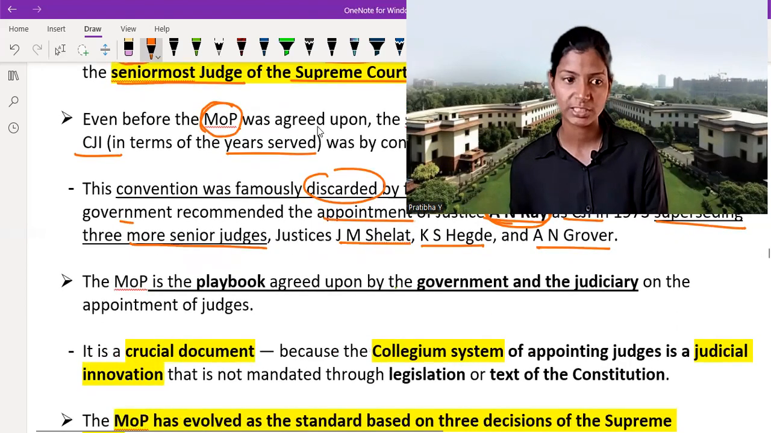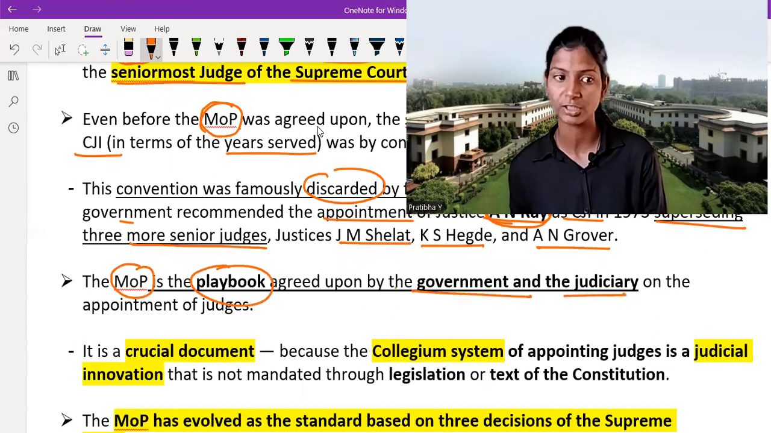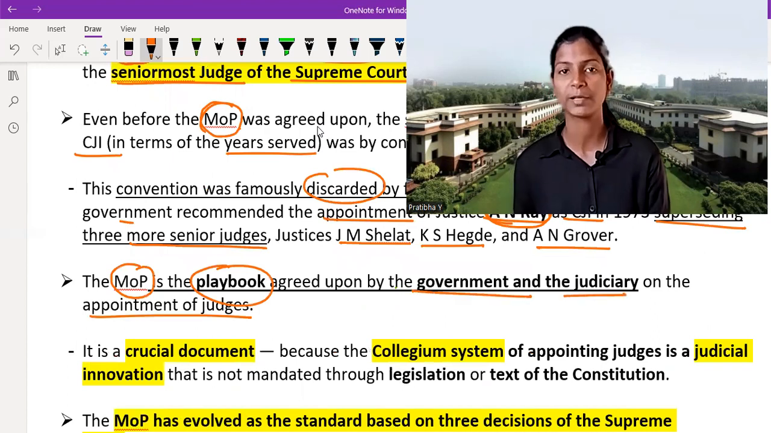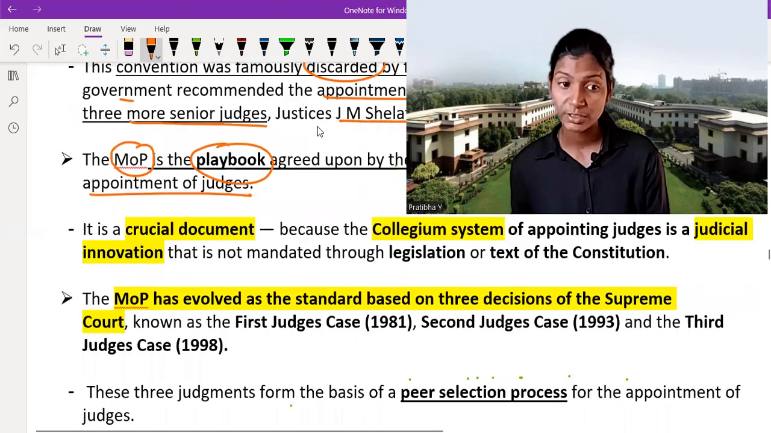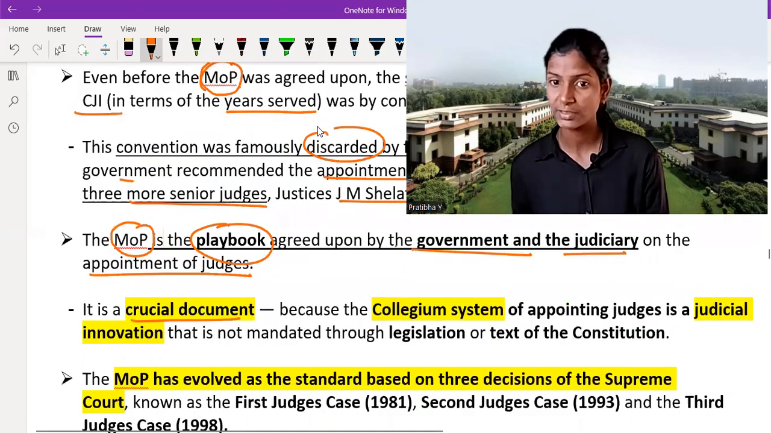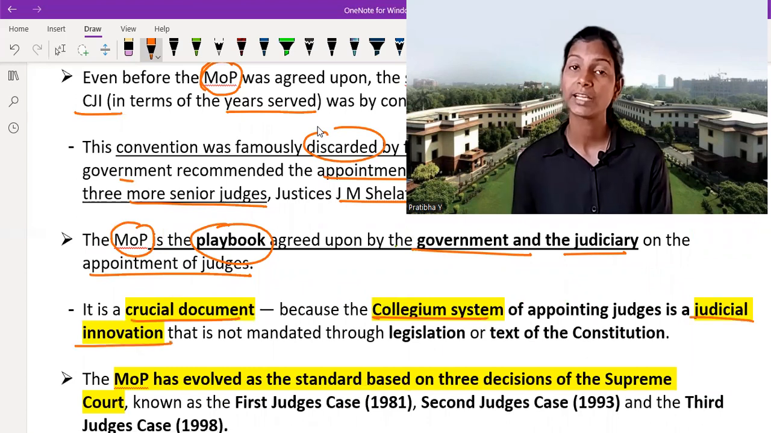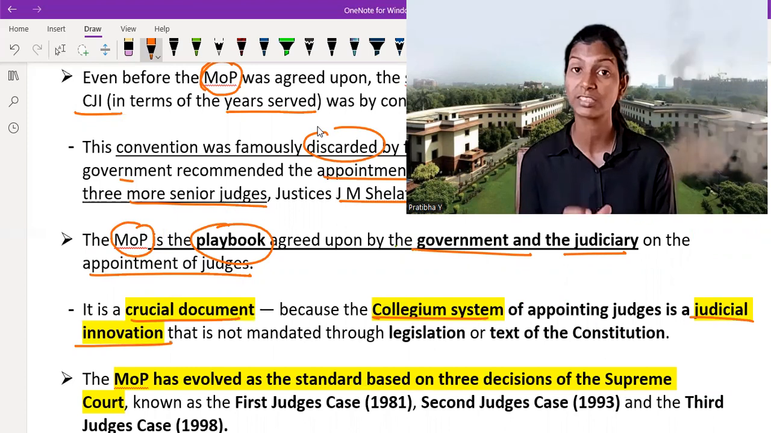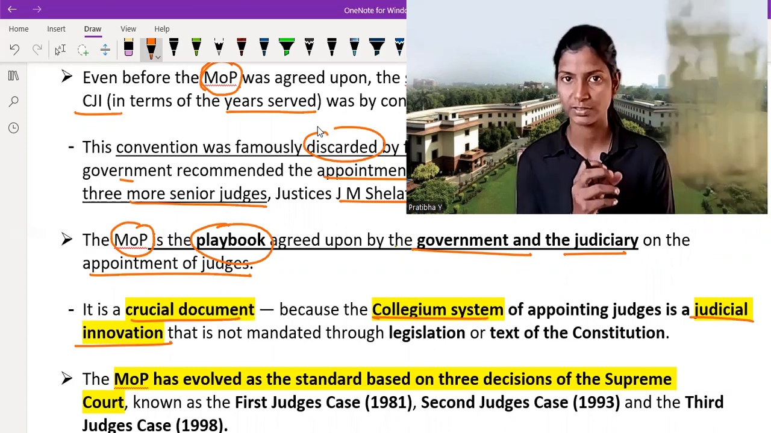The MOP, what is MOP? MOP is a playbook agreed upon by the government and the judiciary on the appointment of the judges. So it is a playbook agreed upon by the central government and judiciary in terms of appointment of judges in the Supreme Court. MOP is a crucial document because the collegial system of appointing judges is a judicial innovation. Before MOP, the collegial system existed, which is a judicial innovation.